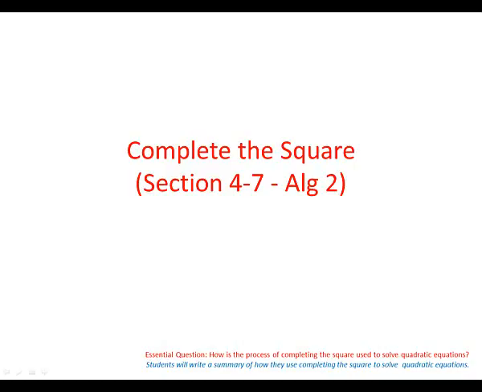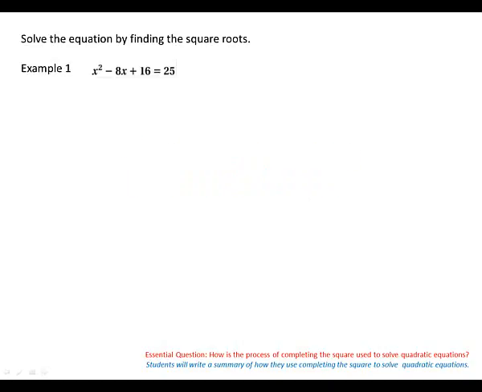Okay, so basically we're going to ask ourselves, how is the process of completing the square used to solve quadratic equations? There's a number of ways that we can use to solve quadratic equations. Factoring is one of them. Okay, we saw that earlier this week. Completing the square is a tool. It's not necessarily the best tool for solving quadratic equations, but I teach it. Okay, and then there's another one that we're going to learn next week. Okay, or that you already know, but we're going to learn it again next week.